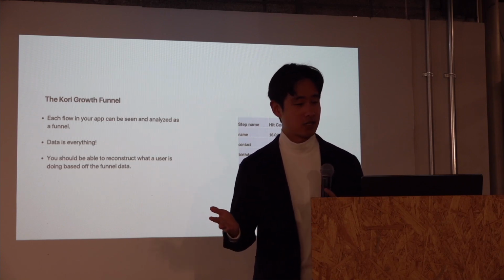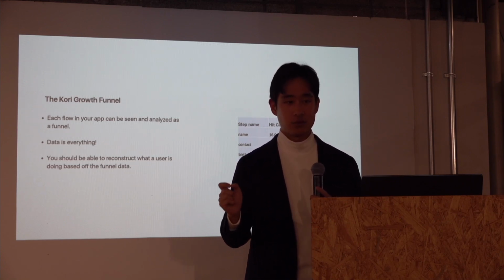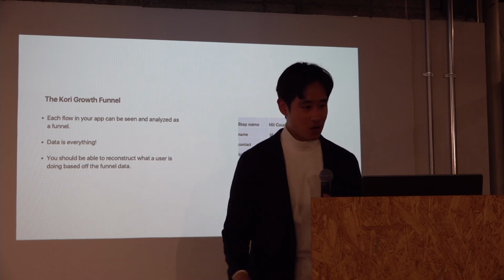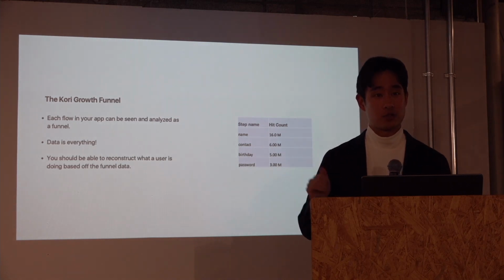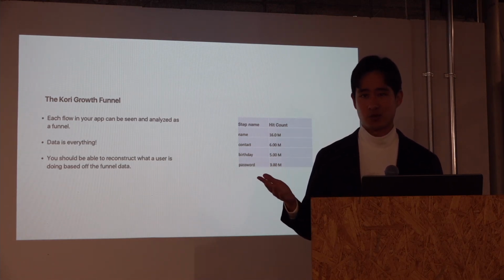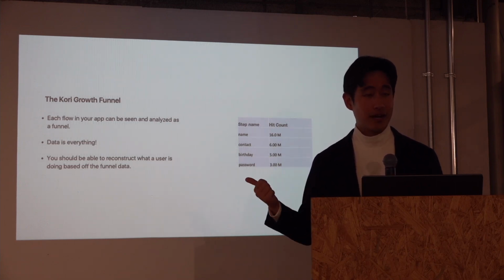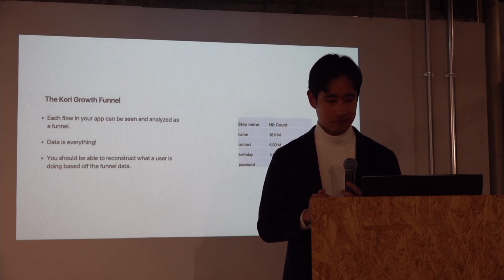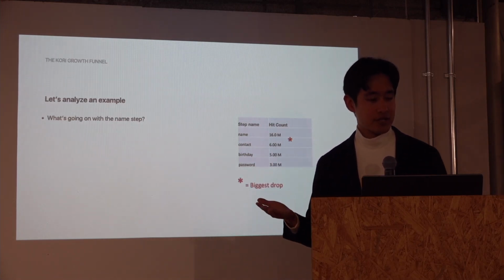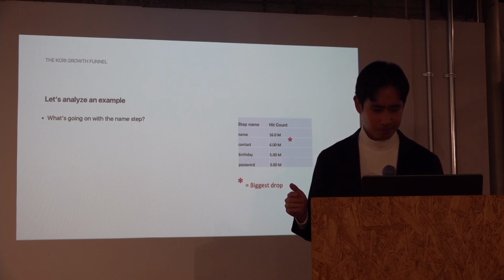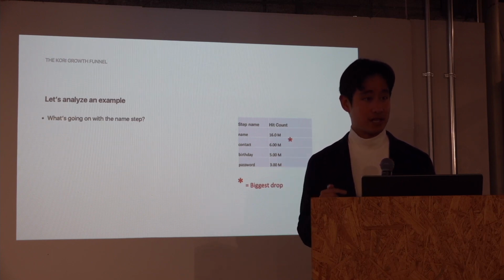With the data at hand, you should be able to reconstruct exactly what a user is doing based off of the funnel data. On the right-hand side here, we have the different steps of the registration flow. The first one, you fill in your name, your contact point, your birthday, and your password. Everyone's seen that before. And then on the right-hand side of that, we have how many users are actually hitting each of those steps. And so if you notice, there is a very, very large drop-off of almost 50% between the name and the contact point step.